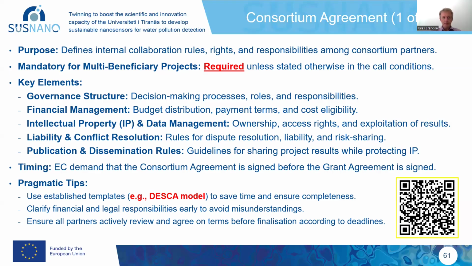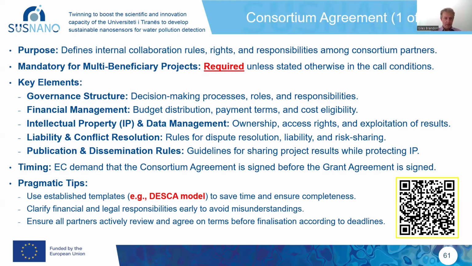Okay. So what are the key elements of the consortium agreement? Typically in a consortium agreement, you'll see stuff about the governance structure, financial management, intellectual property and data management, liability and conflict resolution, publication and dissemination rules. These will all be covered in the consortium agreement. As I've said before, the Commission demand that the consortium agreement is signed before the grant agreement.